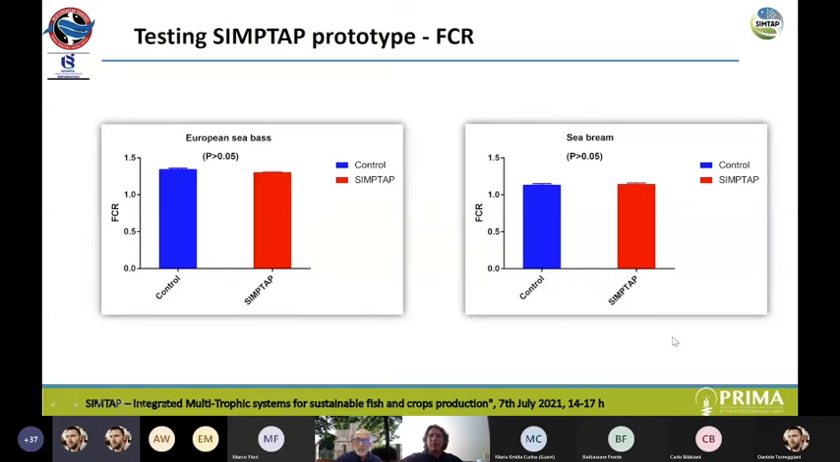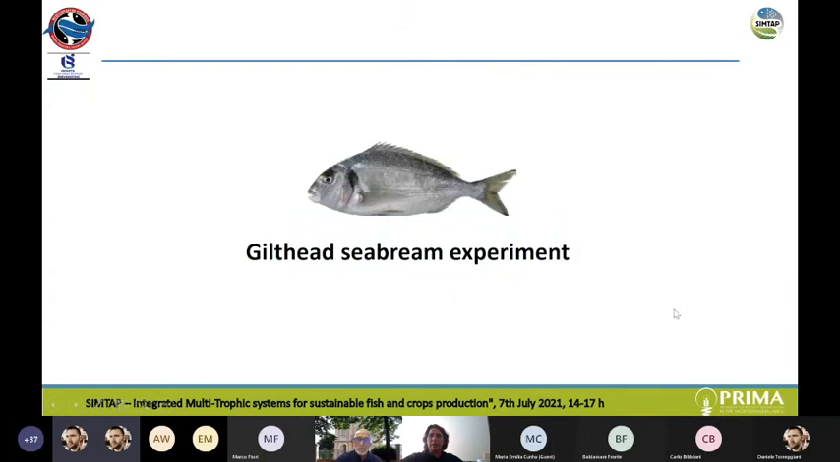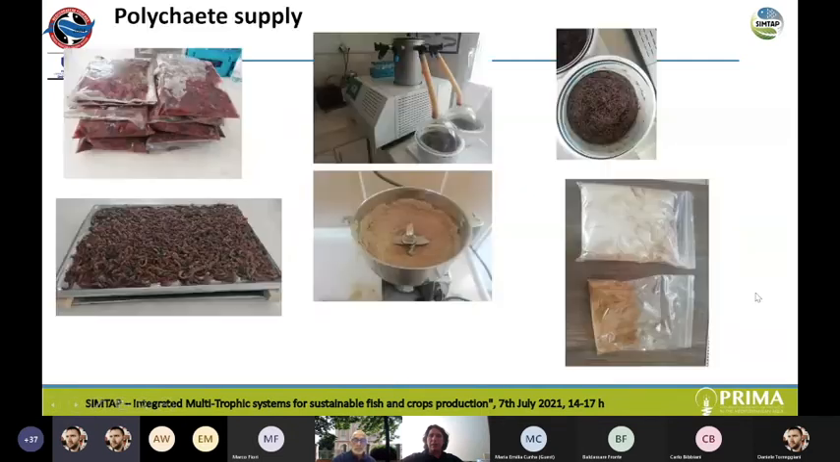Let's move to a feed experiment that we conducted on gilthead sea bream. Before moving on, I will give some details about the supply of polychaete material, because it is so difficult to collect enough material to conduct the experiments.